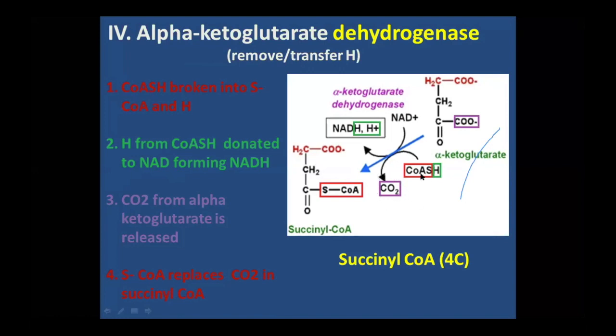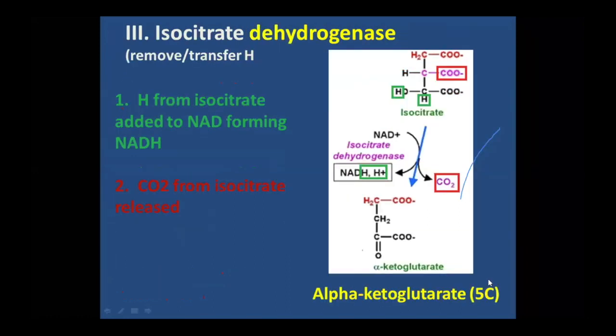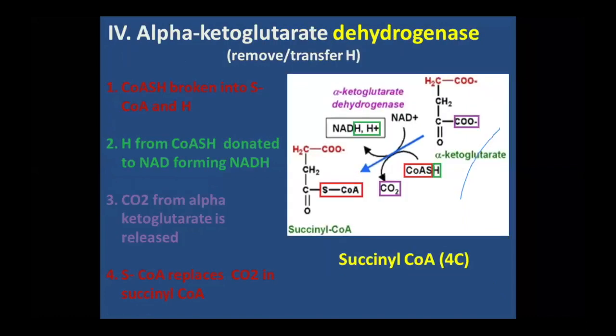Saan po nagpunta si S-CoA? Papalitan po niya yung position ni carbon dioxide sa alpha-ketoglutarate. Thus, we already have succinyl coenzyme A. Take note, yung previous slide natin, alpha-ketoglutarate, 5-carbon molecule. Succinyl coenzyme A, 4-carbon molecule. Saan ulit napunta si carbon? Sumama ulit kay carbon dioxide. Lumayas na din po.